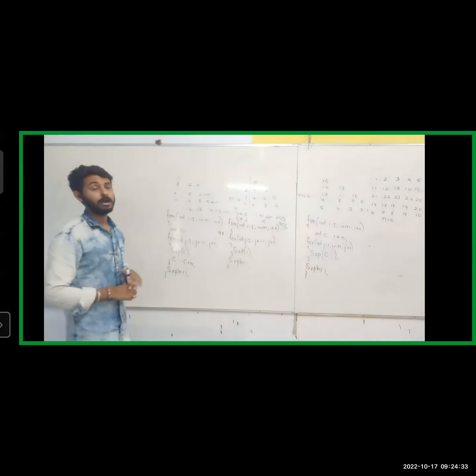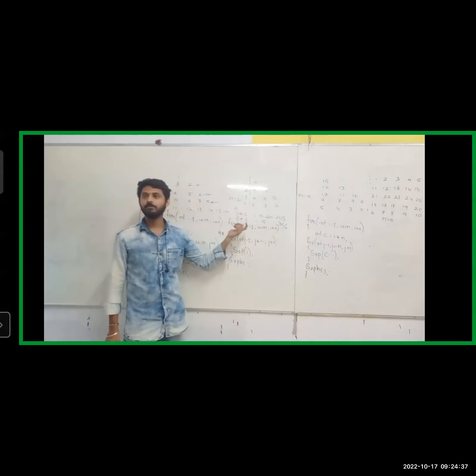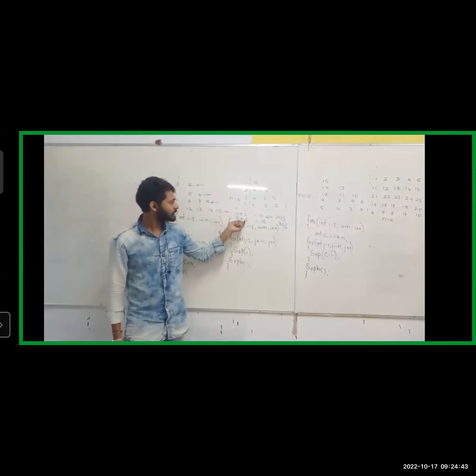N into n minus 1 by 2. It is not plus 1. It is minus 1 by 2. Getting my point? If n value is 4, sorry, n plus 1 only. Plus 1. That would be right. I thought minus 1 it is.